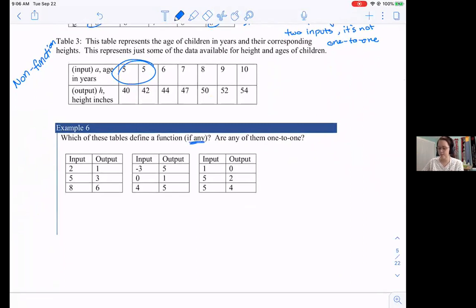So on example 6, it says, which of these tables define a function, if any, and are any of them one-to-one? So the first thing we're going to do is check for function. The first one, do any of our inputs repeat? No inputs repeating. So yes, it is a function. The second one, we don't have any inputs repeating, so it is a function. The third one, we have a repeating input, so it is not a function.